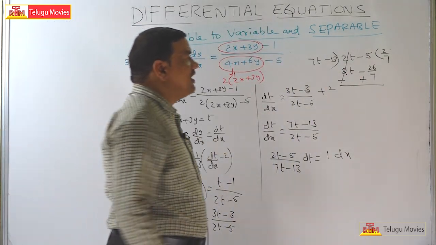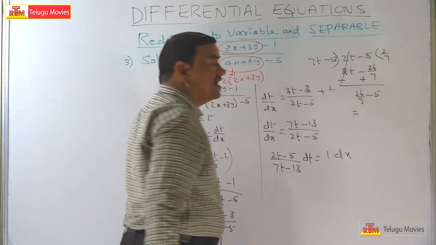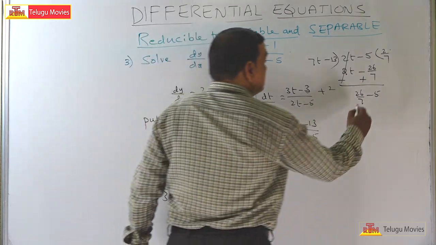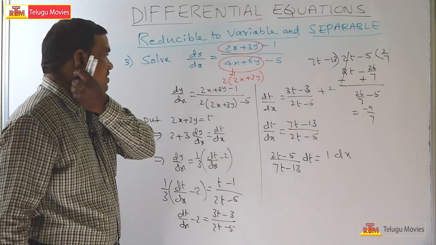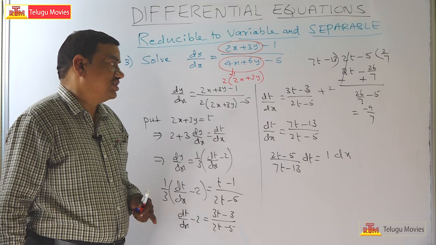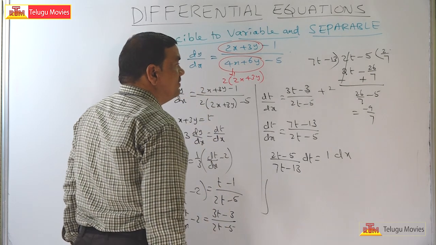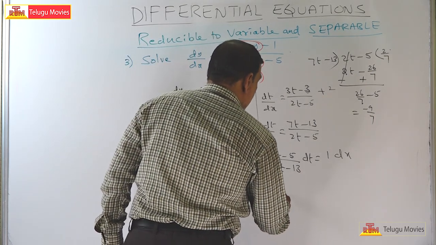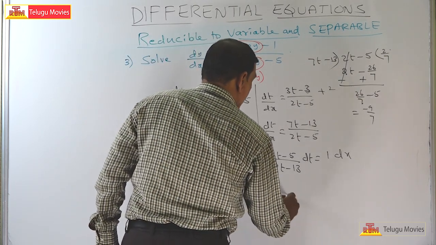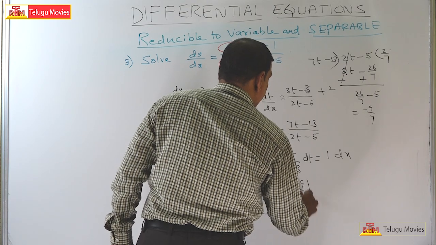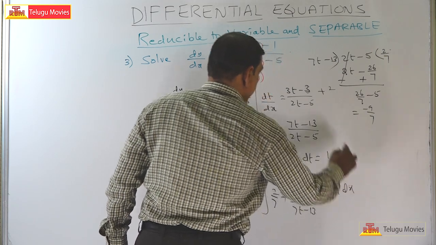Okay, so this value will become how much? This is 26 by 7 minus 5. So 7 fives are 35, that is equal to minus 9 by 7. Okay, 26 plus 9 is 35, so minus 9. Therefore your integration will be there. So this is equal to, 2 by 7 plus (minus 9 by 7) by (7t minus 13) dt is equal to 1 dx.